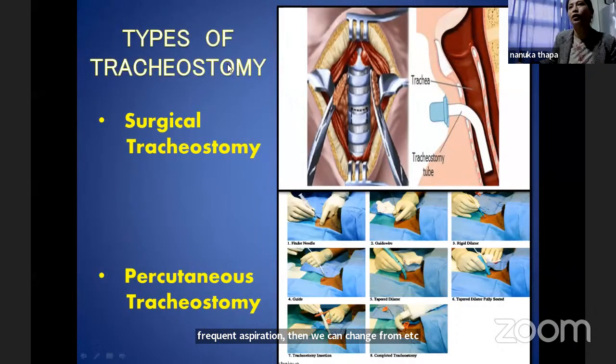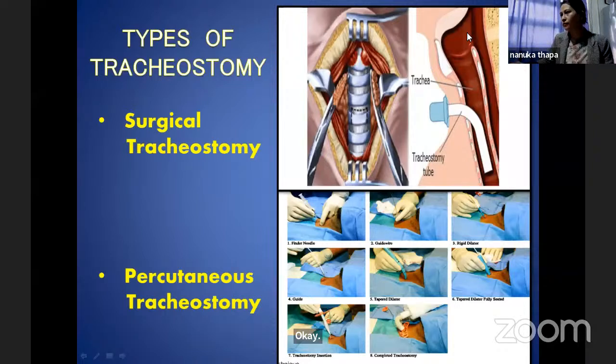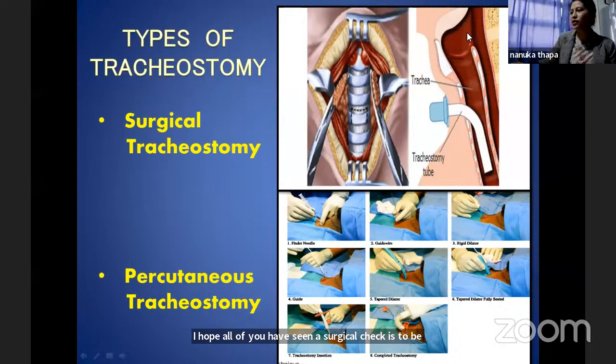So what are the types of tracheostomy? So first is surgical tracheostomy. I think all of you know what is surgical tracheostomy, right? I hope all of you have seen a surgical tracheostomy, right? Can you answer the question? Okay. So has any one of you seen a percutaneous tracheostomy? What about percutaneous tracheostomy?